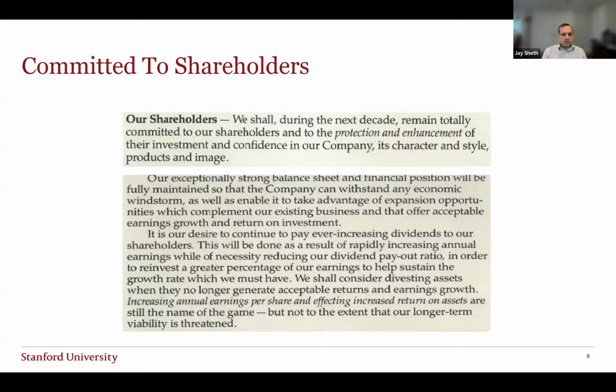They also talked about being committed to shareholders: we shall remain totally committed to our shareholders. They wanted to maintain an exceptionally strong balance sheet with very little debt. They said they were going to pay increasing dividends, but rapidly reduce the earnings payout ratio. So the dividend would continue to grow, but it would be a smaller part of the earnings per share, so that they had more cash and capital to reinvest back in the business. And they said they would divest assets that didn't generate acceptable returns. At the very bottom, you can see increasing annual earnings per share and increased returns on assets are still the name of the game.